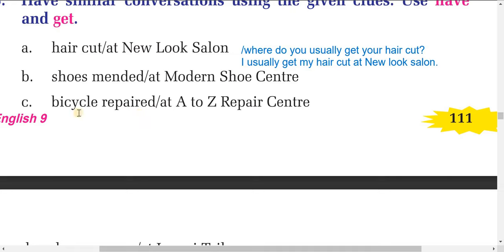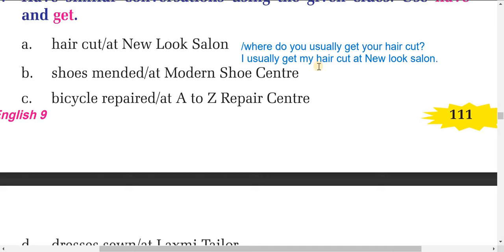Bicycle repair. Where do you usually get your bicycle repair? Where do you usually, or where do you get your bicycle repair? I get my bicycle repair at A to Z Repair Center. In the same way, where do you get your bicycle repair, or where do you have your bicycle repair?